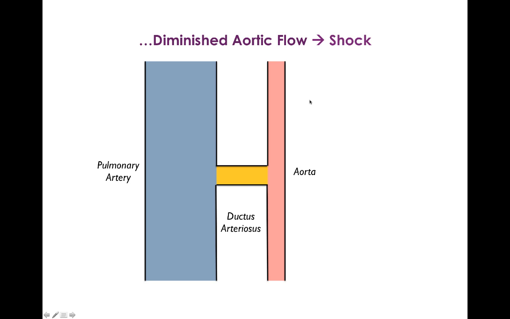So a ductal dependent lesion can either be a right to left shunt or a left to right shunt, and upon collapse it can either manifest as cyanosis and hypoxia, or it can manifest as shock.